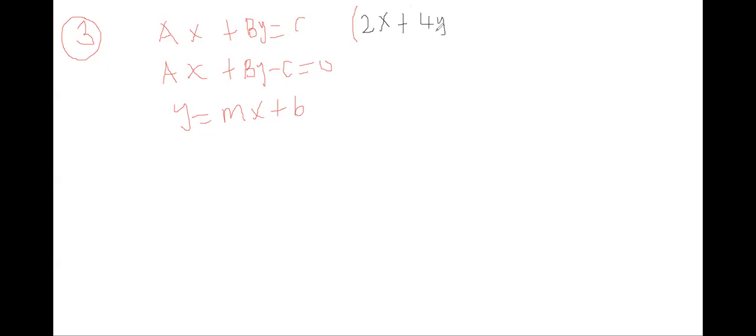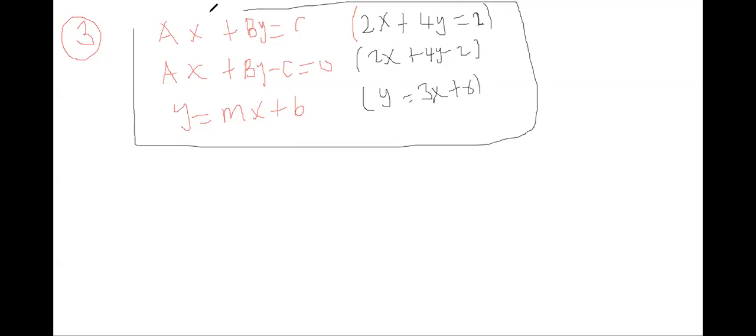By equals to, let's say 2. So an example like this could be 2x plus 4y minus 2. An example could here be y equals 3x plus 6. So if we have this kind of equations in any form, it could be this. Now, how do we solve this?